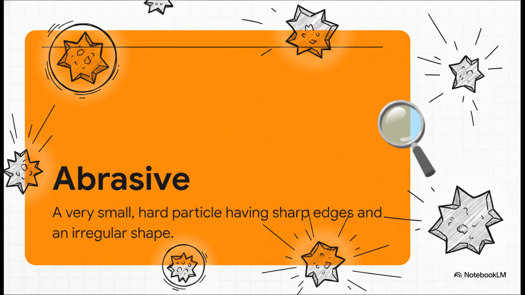All right, let's kick things off by defining our main tool here. And honestly, this might just completely shatter how you think about sanding or grinding. We typically think of grinding as rubbing two things together to wear one of them down, right? But in the world of high-precision manufacturing, an abrasive is formally defined as a very small, hard particle having sharp edges and an irregular shape. So it's not just friction, it's a highly calculated attack on a surface.